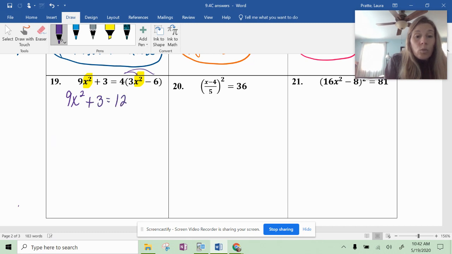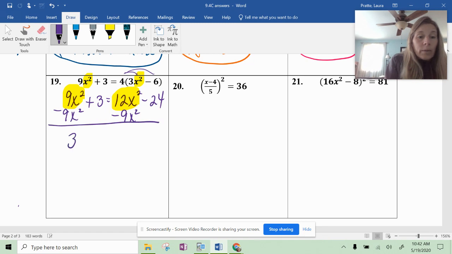So we're going to get 12x squared minus 24. Once we do that, now we can combine these like terms. These are both x squared terms, so I'm going to put them together on the same side of the equal sign. So now I have 3 equals 3x squared minus 24. Now I would add my 24.